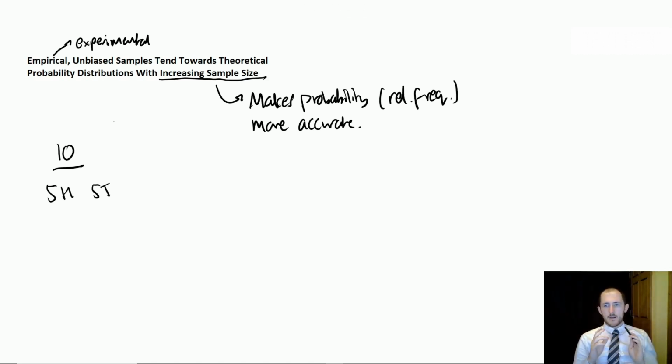So, in questions, they can ask you, how do we improve the reliability, or which probability is the most reliable? It's whatever one has the most number of trials associated with it. Okay, that is the very, very key thing to remember.